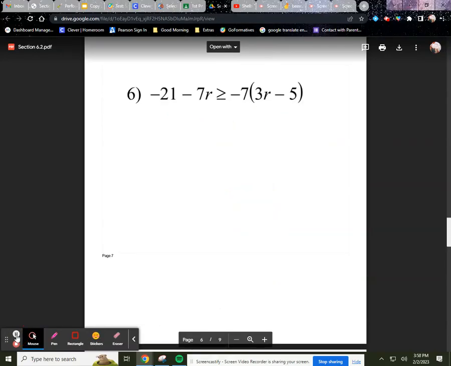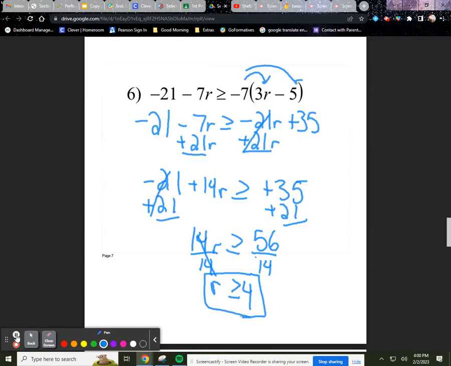Okay, number 6, I'd like you to write this one down and try it out. You would have to distribute first, move your variable to the other side, and then solve a 2-step inequality. We should be left with r is greater than or equal to 4. If you did not get this correct, please pause and find your mistake and fix it. If not, we're moving on to the word problems.